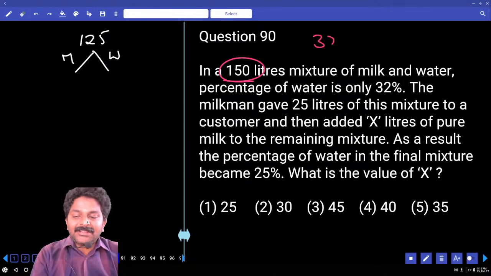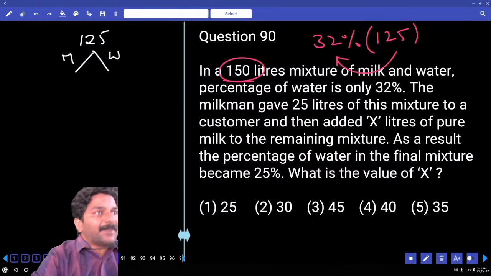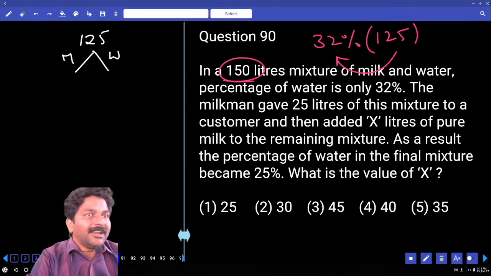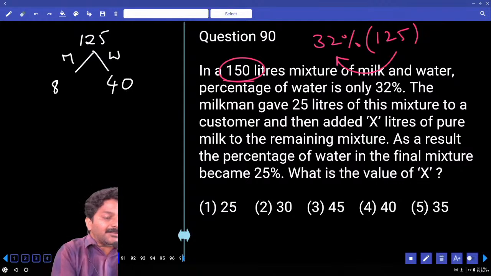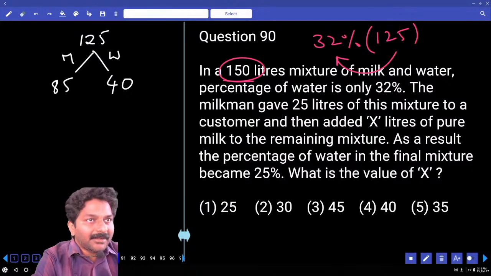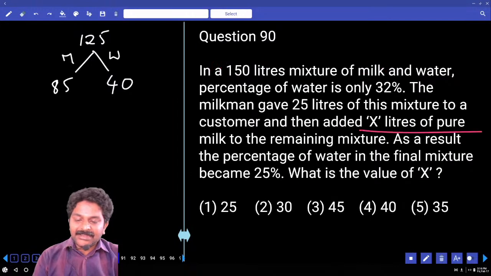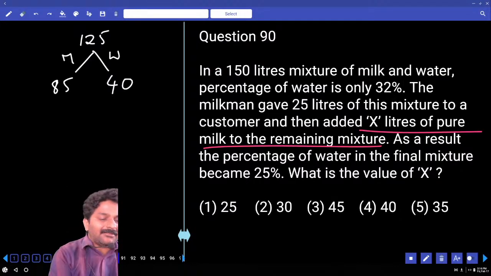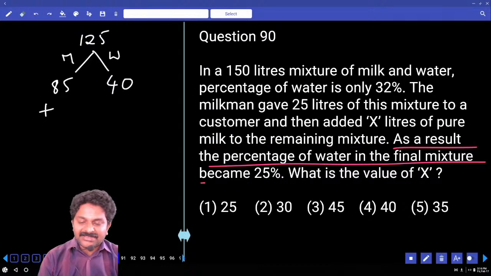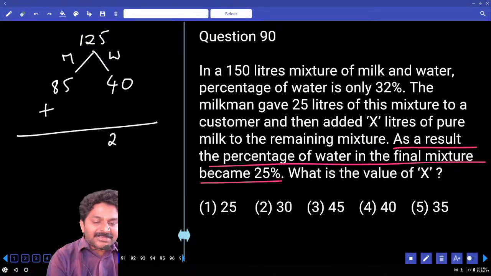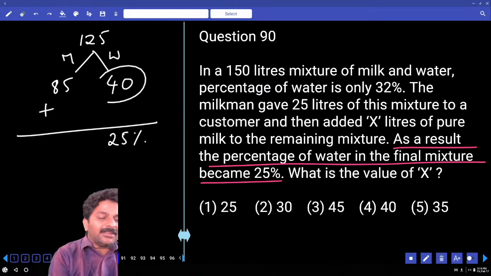Instead of calculating 32 percentage on 125, can I calculate 125% of 32? Easy. 100% plus 25%. 100 percentage is 32, 25% is 8, total 40. Water is 40. Then milk becomes 85. Got it? Then what happened? X liters of pure milk is added. Milk is added here. As a result, the percentage of water in the final mixture became 25%. That means 25% is equal to 40 only.